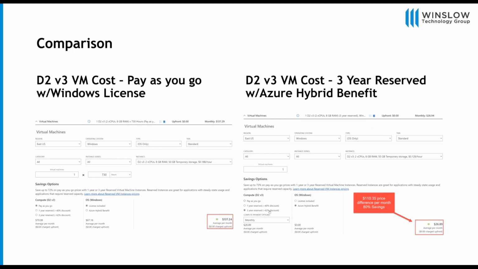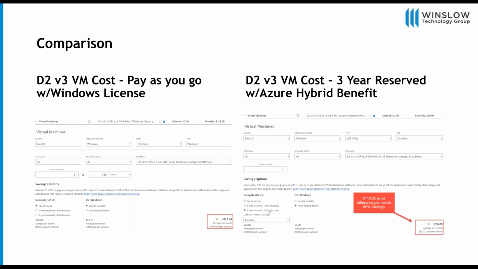So that total cost is going to be about $137.24 per month to have that resource up there. So that's like your worst case scenario where you're not going to be committing to a long-term agreement with it. Maybe you're only going to host it for a couple months and you need the license too.